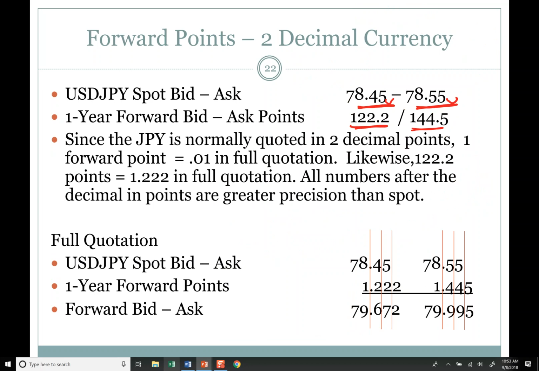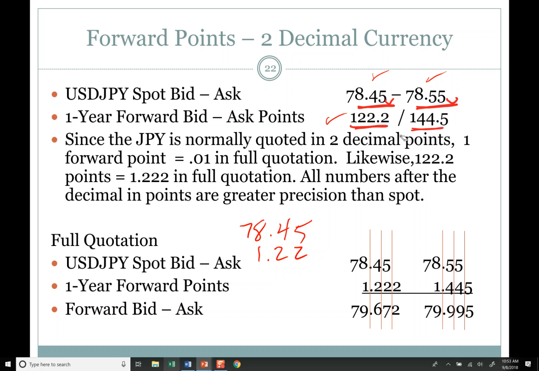2 decimal place currency. Same theories. So the yen's quoted in 2 decimal places. So it might be 78.45 bid, 55 ask, and the 1-year delivery is 122. Oh my God, get rid of that decimal place. I'll add that back in a minute. If it said 122, I would right justify 122 against that spot rate, 78.45, 122, and then plug in that decimal place. That's all I do. Forget about this thing because that's going to make your head explode. You okay with that? Just right justify the points.